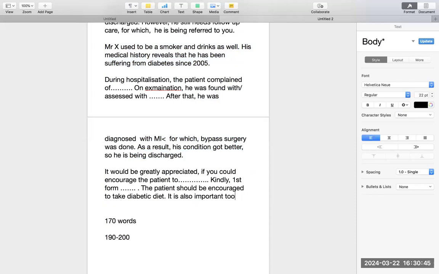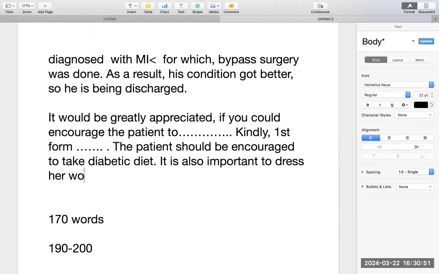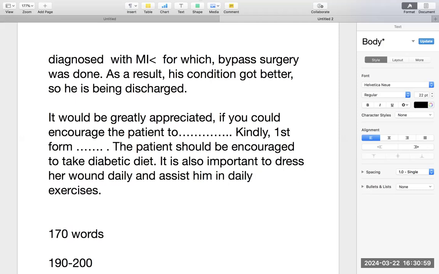If there is something that the nurse needs to follow, whom you are writing the letter to, it is important to dress her wound daily and assist him in daily exercises. That is how you make good sentences. I'm just giving you an example. That is how you make good sentences in OET. That is how simple OET letters are. This is how easy you can make your OET.